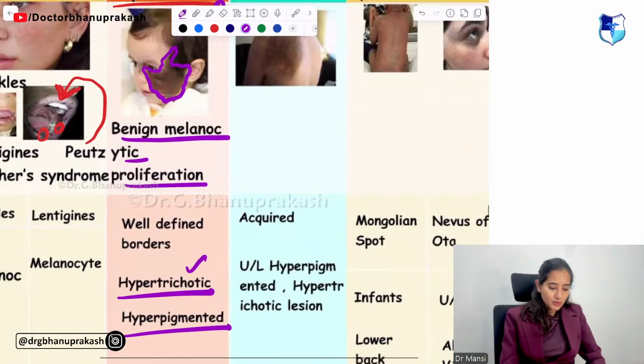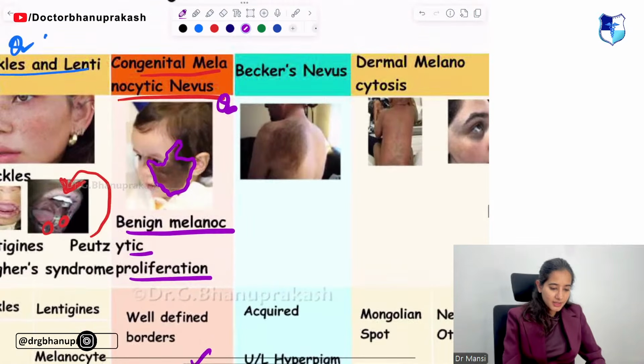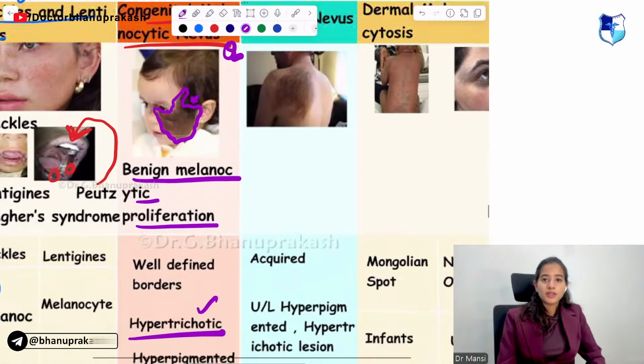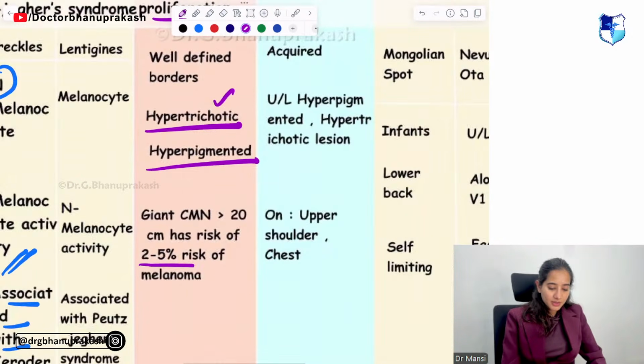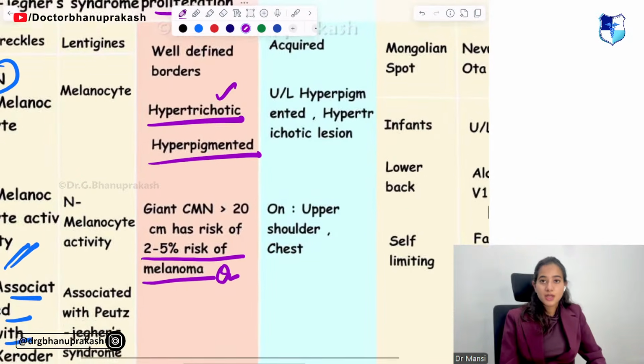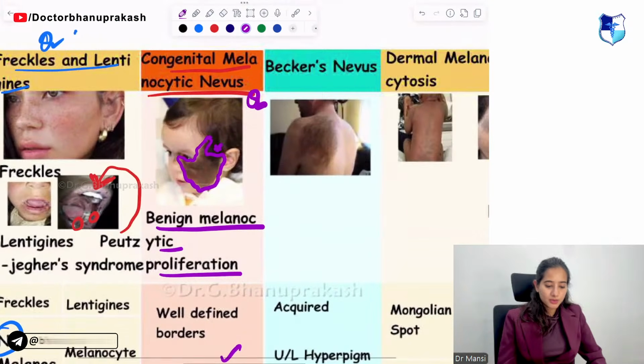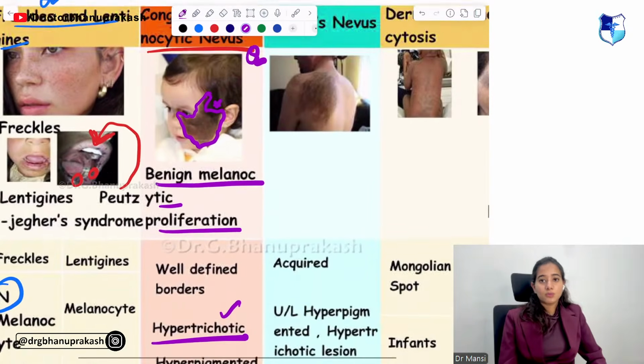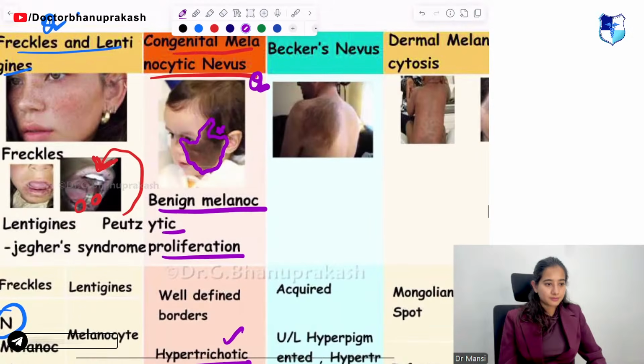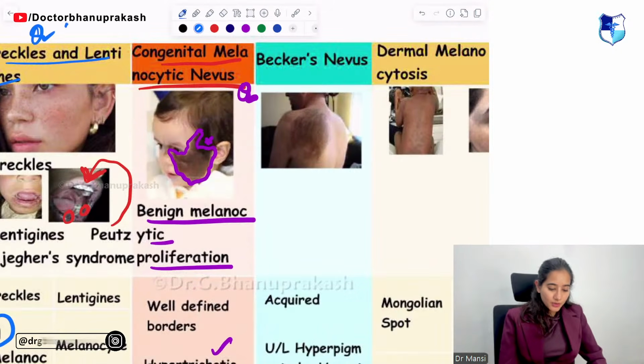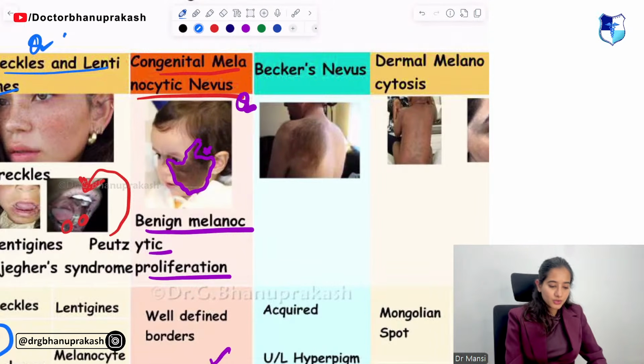When the size of this congenital melanocytic nevus becomes more than 20 centimeters, then the patient has a 2 to 5% risk of melanoma. So anyone coming with a congenital melanocytic nevus, you have to figure out if it is more than 20 centimeters in size. Okay, that is what you have to remember. Apart from this, you will see that the patient will have some hair strands over the lesion.